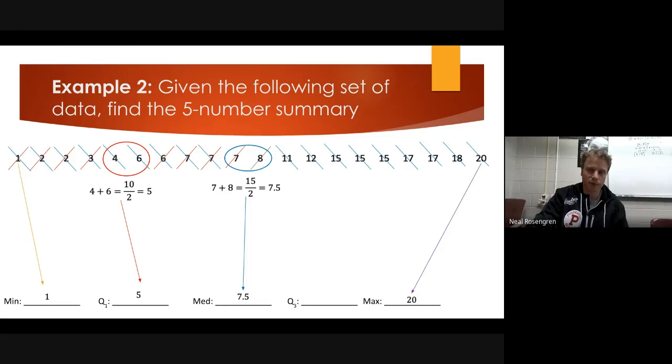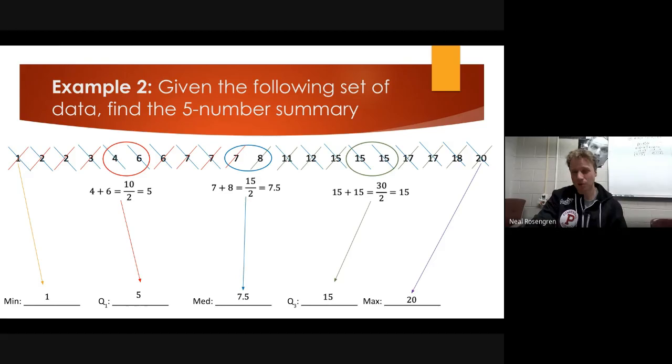And I do it again for the top half, but the 8 and the 20 can both go. I'm not going to save the 8 as part of my median because the 8 isn't the median. 7.5 is the median. The 8 and the 20, the 11 and the 18, the 12 and the 17, the 15 and the 17, and then I get to here. Does that answer your question?